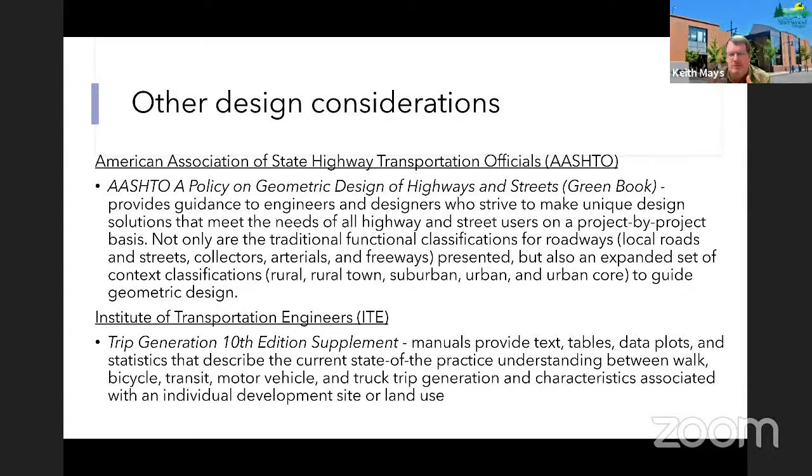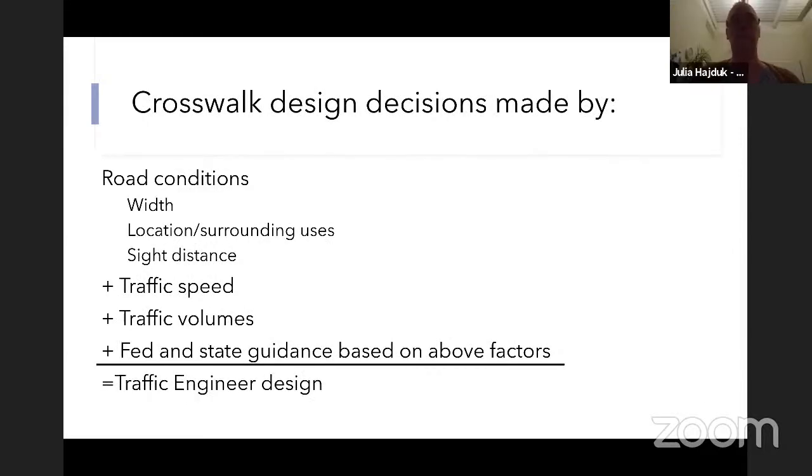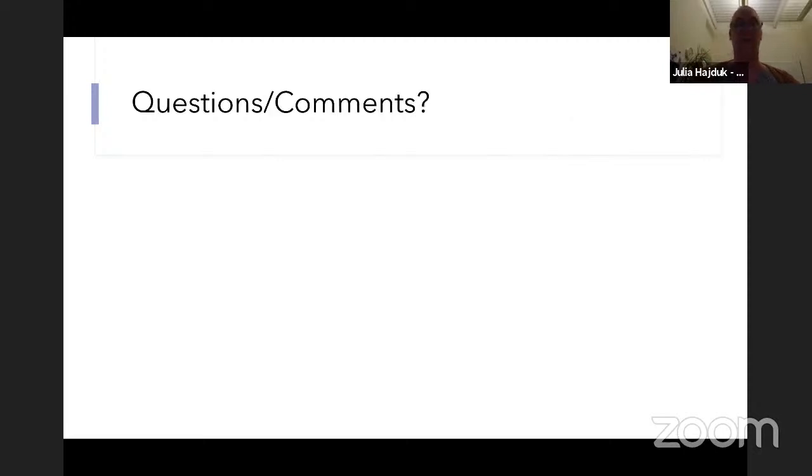Of course. Okay, let's move it along. This is the second to the last slide. Basically, this is what we have to share with you at this moment, which is that crosswalk design decisions are made by the roadway conditions, including the width, location, surrounding uses, sight distance, taking into factor the traffic speeds, traffic volumes, federal and state guidance, and then it's put together for a traffic engineer to design. And that's essentially how we get to our crosswalk designs. I know that there are questions and comments, and so we want to get to those so that we can come back with more detail and information if there's anything specific that you want us to focus on, answer, or address.